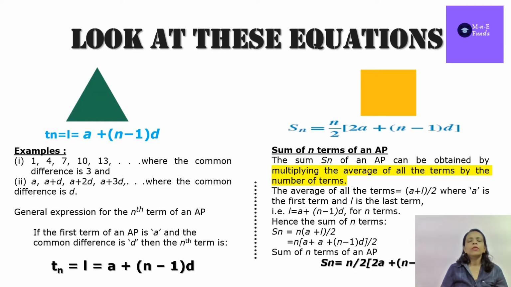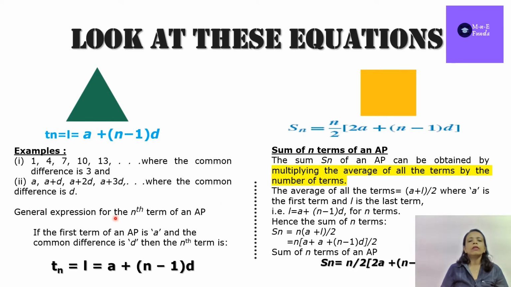Now student, we are going to get the general expression for the nth term in an AP series. So let's take the example here, the second one. Okay, so first term here is A, second term A plus D, third term A plus 2D, fourth term A plus 3D, like this. The series is like this, where the common difference is D.